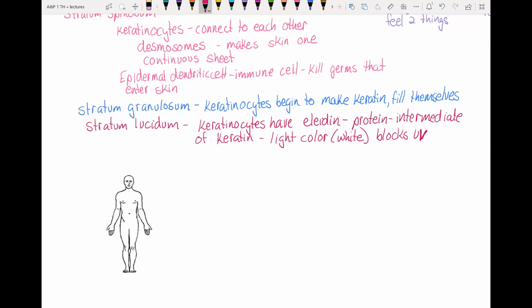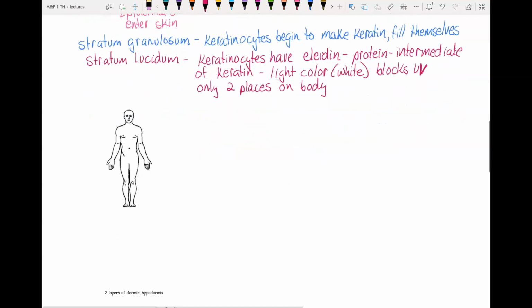And stratum lucidum does not occur everywhere on the body. It's only 2 places on the body. And that's why this picture is here. The 2 places where you have stratum lucidum are the palm of the hands and the soles of the feet.